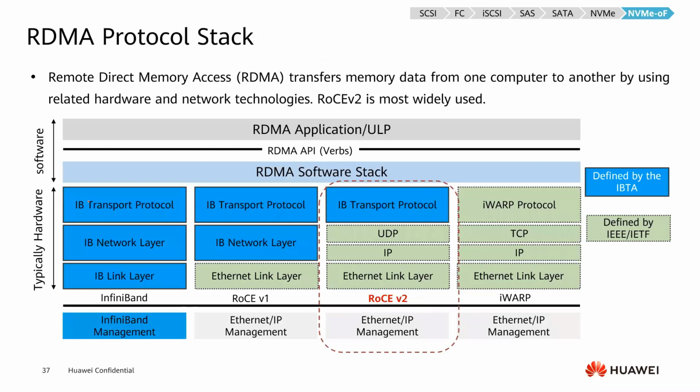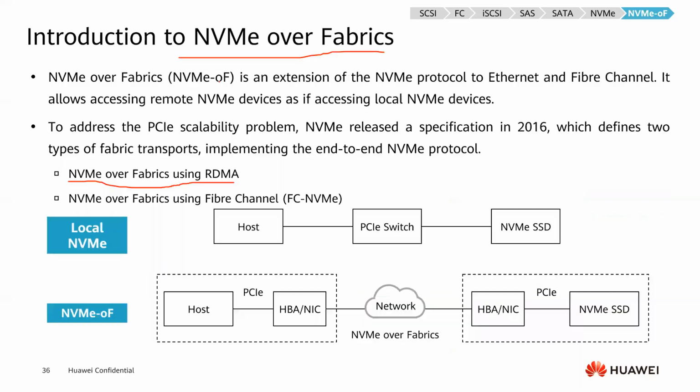And then this is the RDMA protocol stack. Remote direct memory access transfers memory data from one computer to another by using related hardware and network technologies. And RoCE version 2 is most widely used. This is the RDMA, NVMe over Fabrics using RDMA.